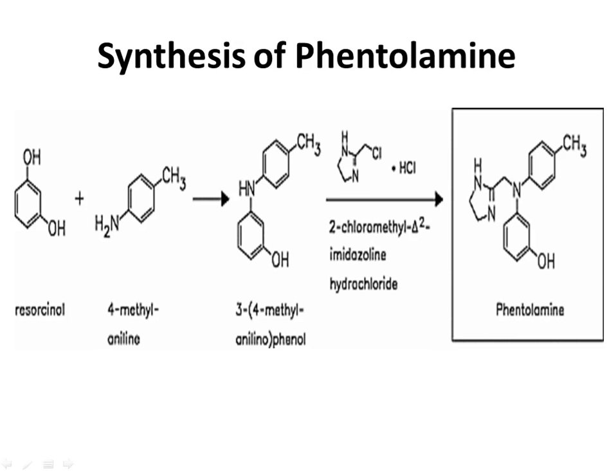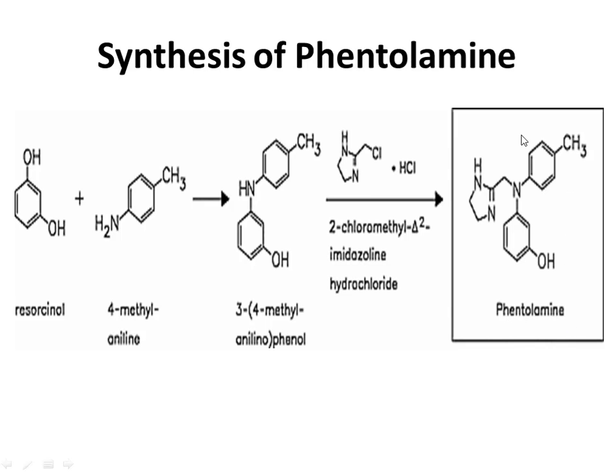Synthesis of phentolamine. Synthesis of phentolamine is started by using resorcinol as a starting material. Resorcinol reacts with 4-methyl-aniline to give rise to 3,4-methyl-anilinophenol. It further reacts with this compound, that is 2-chloromethyl delta-2 imidazoline hydrochloride, to give rise to the final compound.